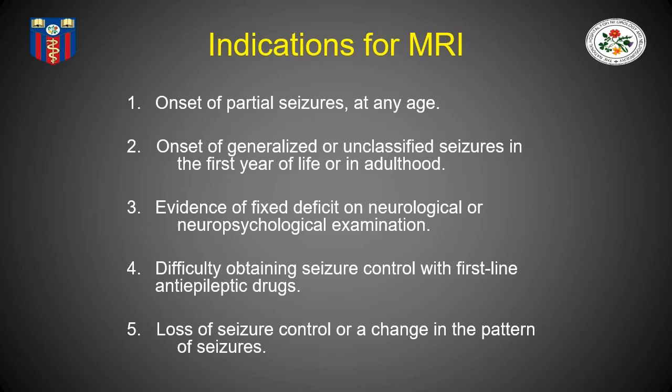An MRI is indicated whenever there is onset of partial seizures at any age, whenever the patient has a generalized tonic-clonic seizure in the first year of life or in adulthood, patients who are having a neurological or a neuropsychological deficit on examination. It should be always obtained when first-line medication for seizures are not effective in obtaining seizure control, and also in those patients where the therapy has been effective for a period of time, but there has been a change in the pattern of seizures.